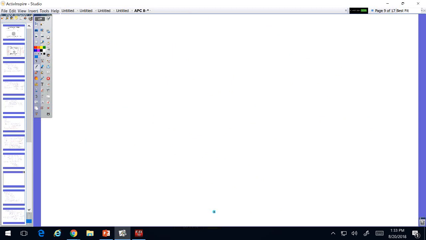So you know 3 trig ratios. What are they? Well, we know SOHCAHTOA, and SOHCAHTOA helps us remember those ratios. We know that sine is a ratio of the opposite side to the hypotenuse.